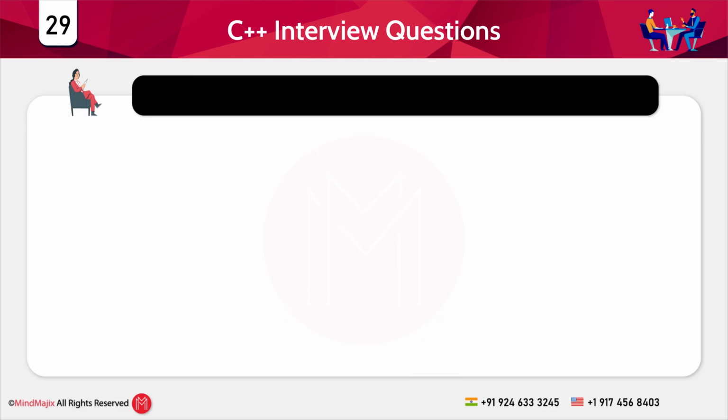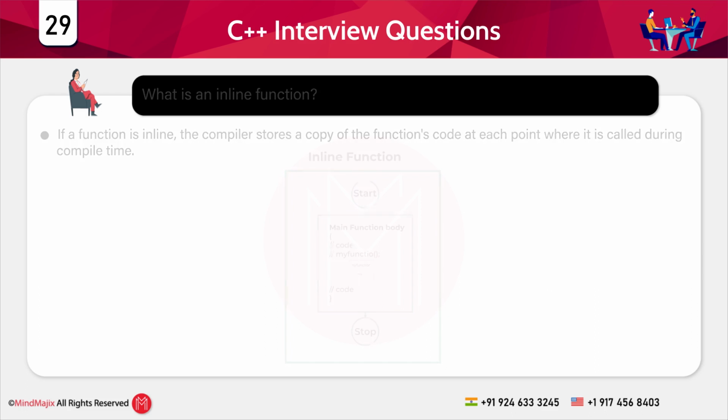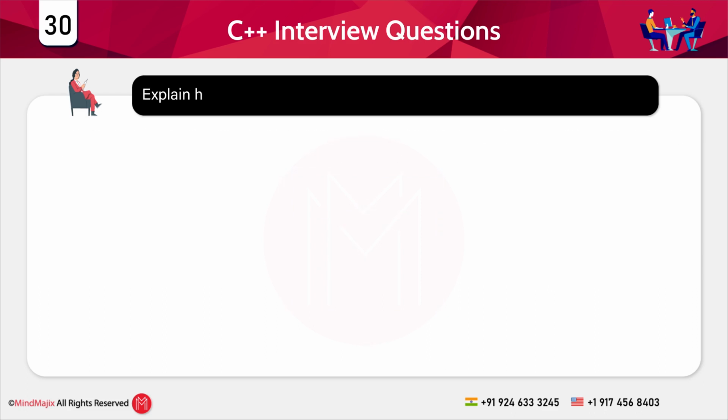The next question is, what is an inline function? If a function is inline, the compiler stores a copy of the function's code at each point where it is called during compile time. One of the most significant advantages of using an inline function is that it avoids the overhead of calling a regular function. The next question is, explain how functions are classified in C++.